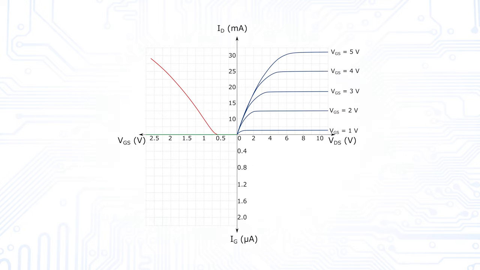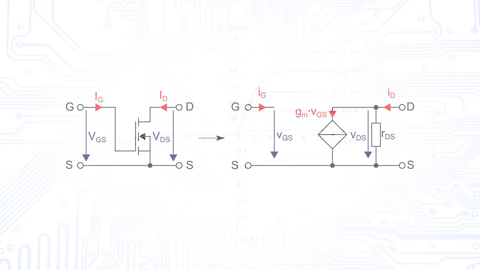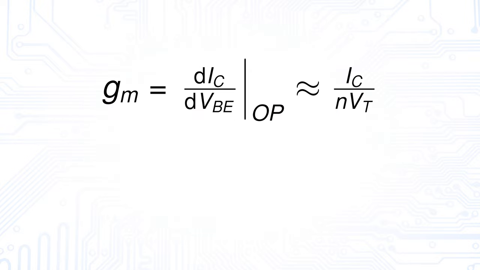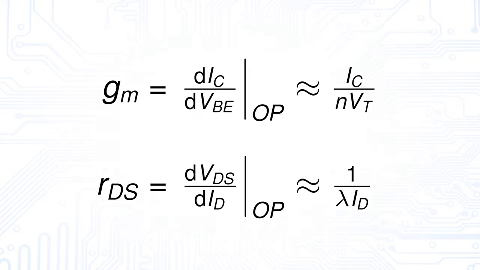The second difference is that the input stage of a MOSFET has a really high impedance and almost no current is flowing into the gate. As a result, there is an open between gate and source and the small signal equivalent circuit looks like this. The transconductance GM and the drain source resistance RDS can again be calculated by formulating the derivative.